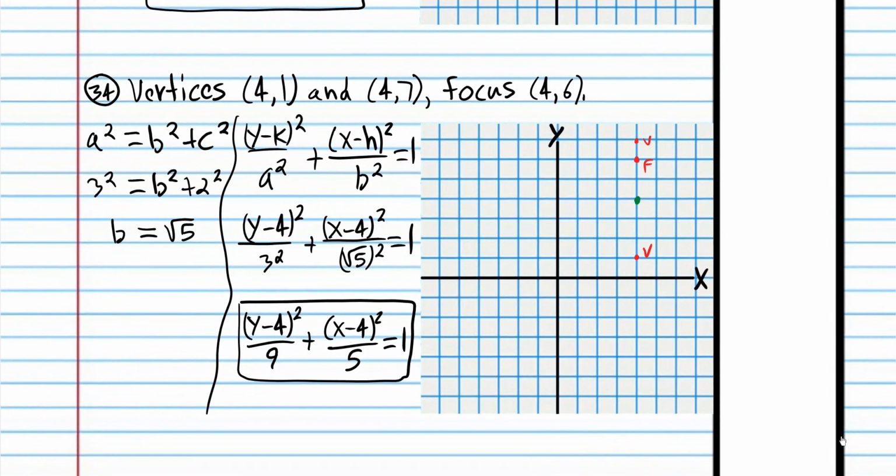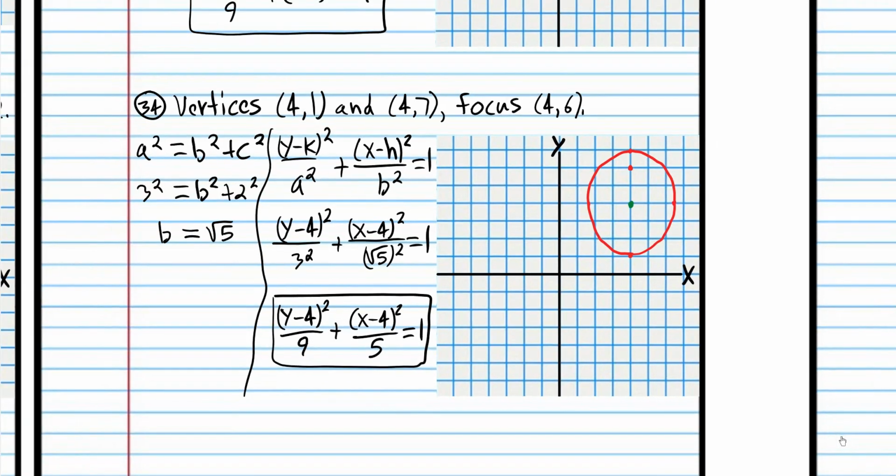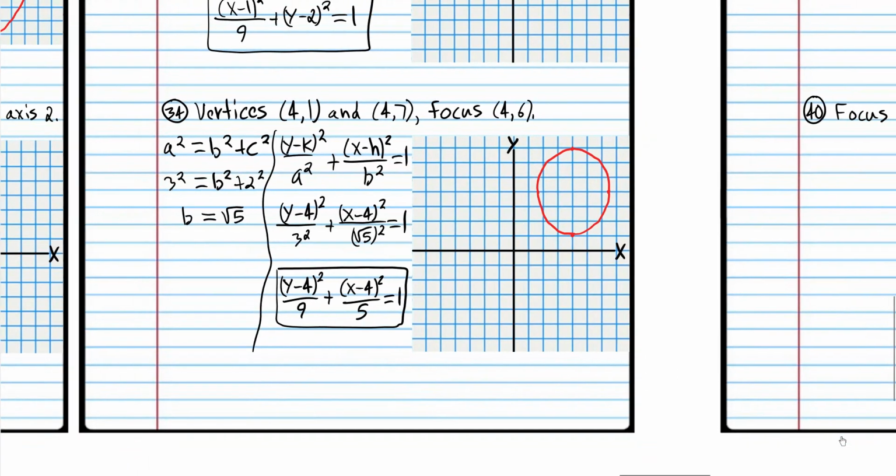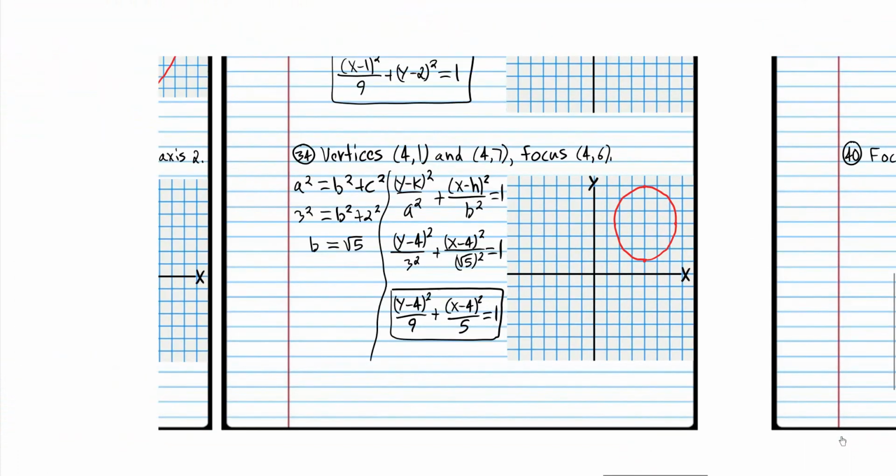I can't forget to graph it. So root 4 is 2. So root 5 is going to be a little bit bigger than 2. So I don't really need to be that precise. Now we have the overall shape of the ellipse. I'm going to draw it. And there you go. So we have the graph, and we can erase the center and the focus. We don't need those. We have the graph, and we have the equation.